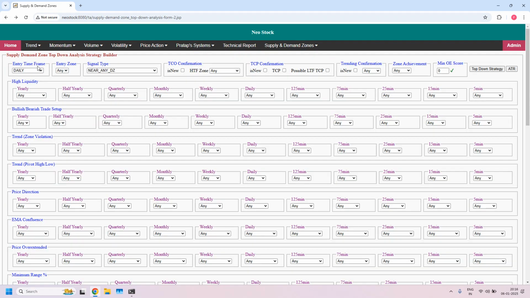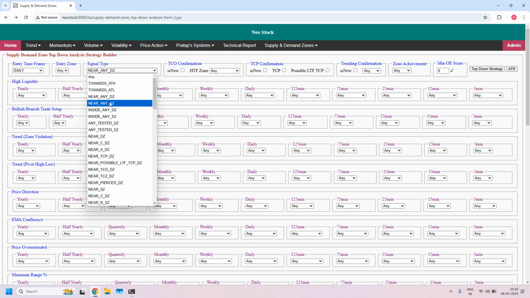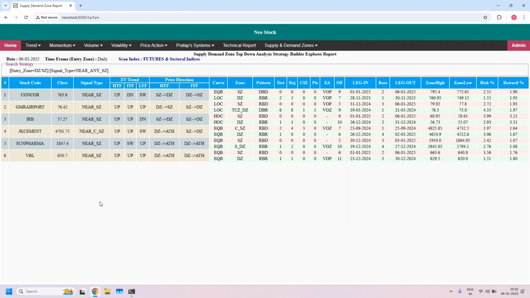Next, for daily time frame, stocks near daily supply zone. 6 stocks we got. Let us identify high liquidity supply zones from this list. JK Cement is there. That's it. We have only 1 stock, JK Cement. Okay, next.